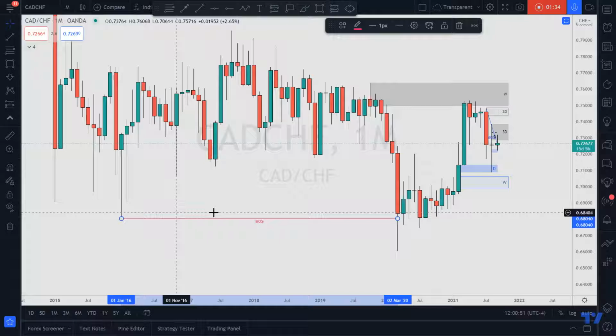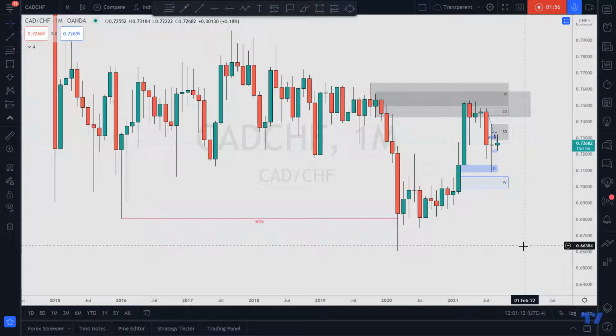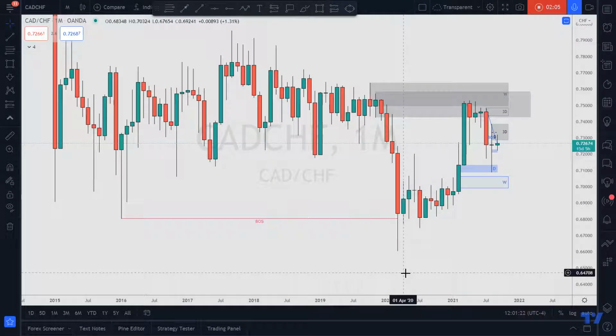So you look in the last leg down. You look in this leg to see where that order block might be, and here you'll find it where this bearish engulfing is. This bearish engulfing pattern. This is a weekly order block. You always go to the last bullish candle before the breakout.